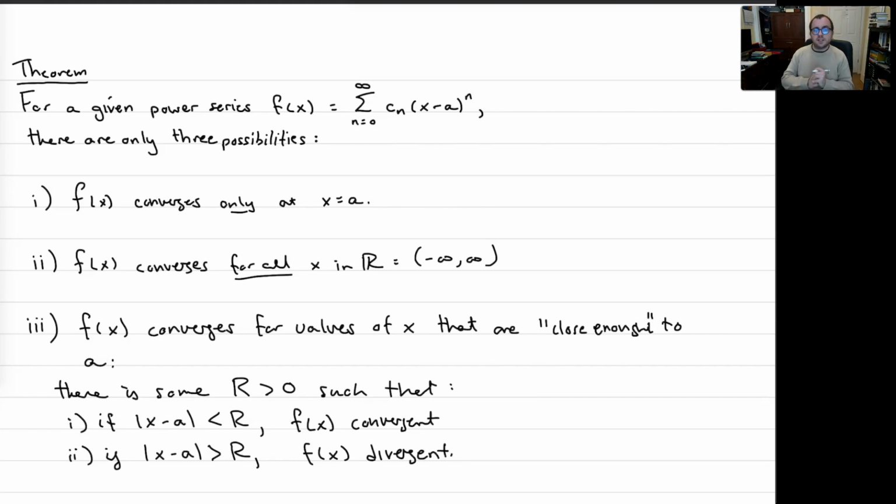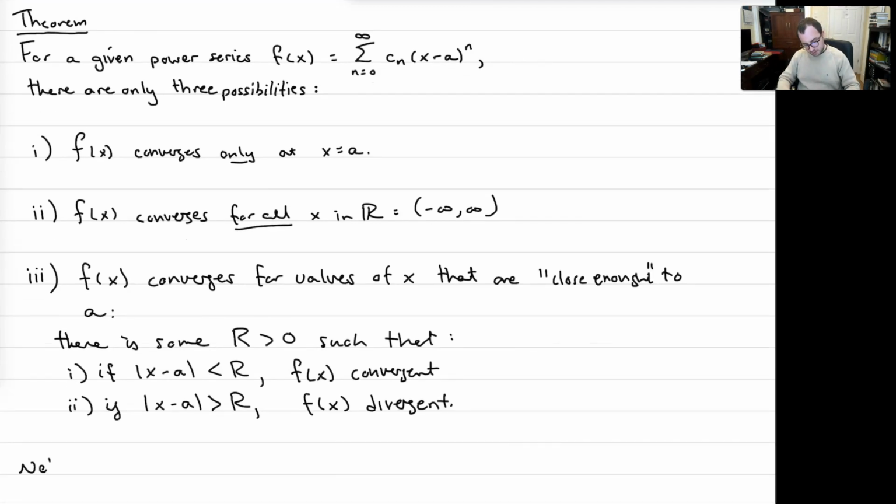Okay? So these are the three possibilities for the domain of a function defined by a power series. Defined only at one value, defined at every possible value, or defined on some range of values where the range is given by how far away you are from the center a. And I do want to make a note that in number 3, if |x - a| is equal to r, so if they are exactly r apart, you need to do a test for convergence to see if it converges there.